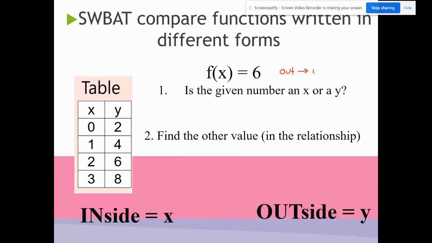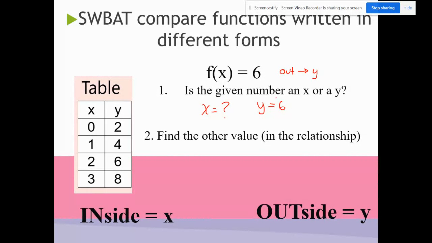And outside values are always y values. So the first thing I'm going to ask myself, is the 6 an x or a y? It's a y because it's outside. So I know the y is 6. Well, if the y is 6, I have no idea what the x is, because those are the people in the relationships, x comma y.